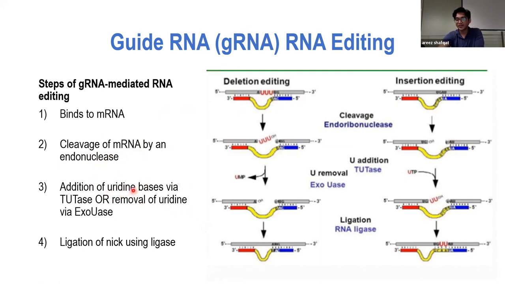And what base would it add? It would add uridine. The enzyme which adds bases is called TUTase, or terminal uridyl transferase, or it could remove uridine by an enzyme called exo-Uase, all right? So binding, number one. Number two, creating a cut in the mRNA by an endonuclease. Number three is addition or removal of uridine. Addition would be TUTase. Removal would be exo-Uase. And then it would ligate the nick. The cut that it created would join the strands back together. And the enzyme here is called ligase, all right?